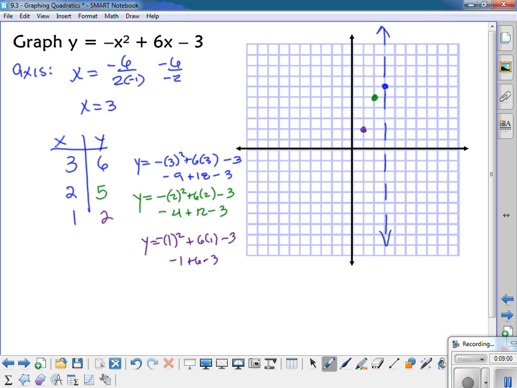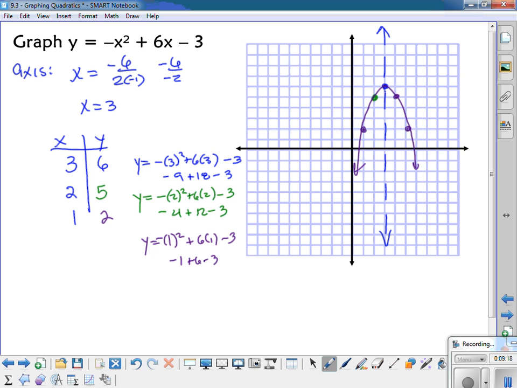So I've got half my graph. Now I just use my axis as my mirror. And I go and find the other 2 points on the other side, and then I draw the graph. Okay, any questions?